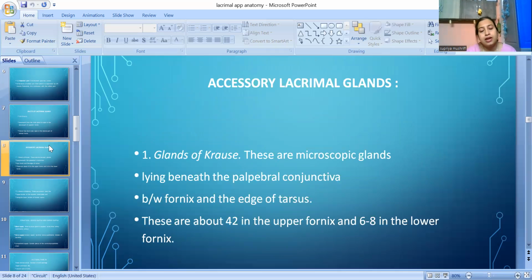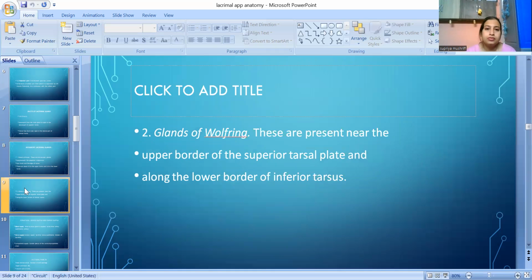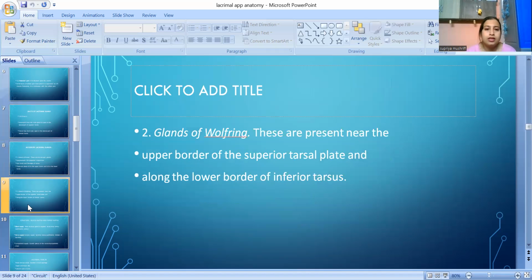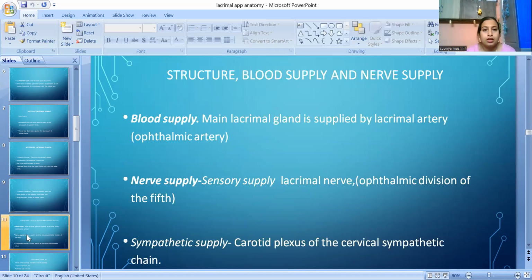Accessory lacrimal glands, glands of Krause. These are microscopic glands lying beneath the palpebral conjunctiva between the fornix and the edges of the tarsus. There are about 42 in the upper fornix and 6 to 8 in the lower fornix. Glands of Wolfring are the other type of accessory lacrimal gland. These are present near the upper border of the superior tarsal plate and along the lower border of the inferior tarsus.